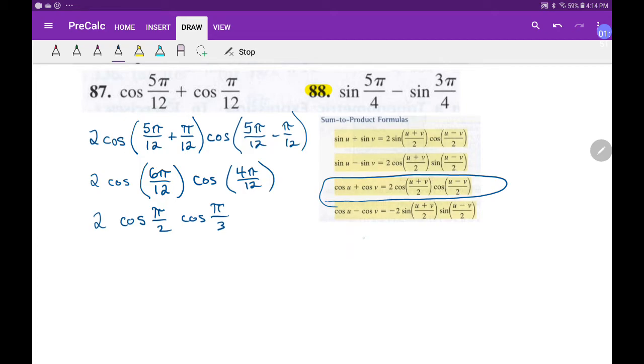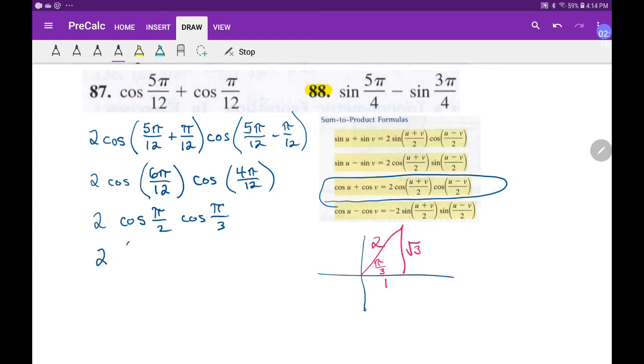Shall I draw it? Do I need it? Let's draw it just for fun. There's pi over 3 anyway. That's 60. It opens up on the square root of 3. 30 opens up on 1, 2. Okay. So let's go ahead now.